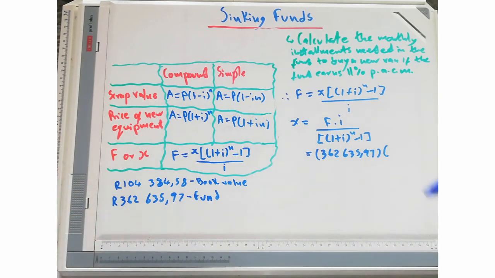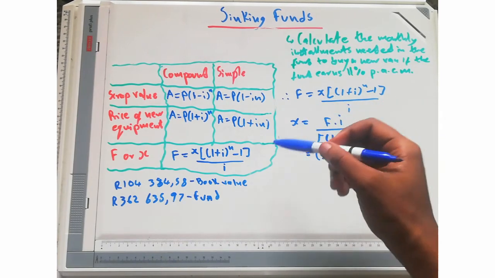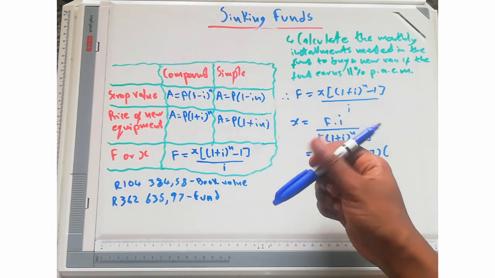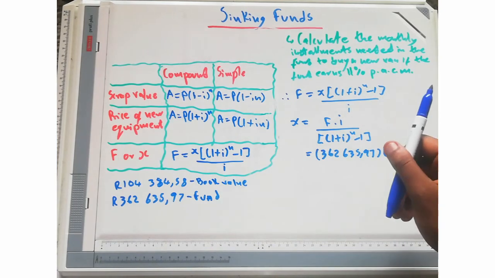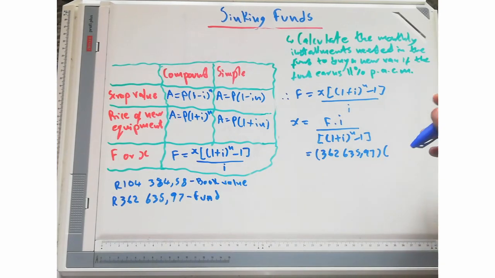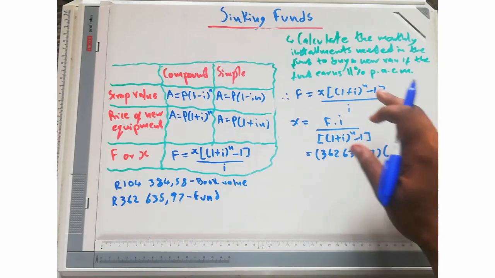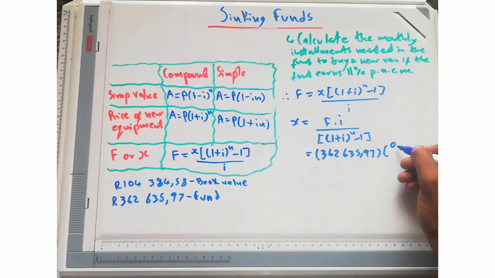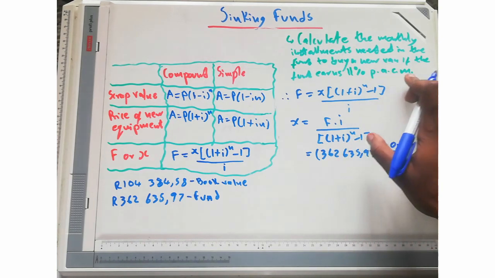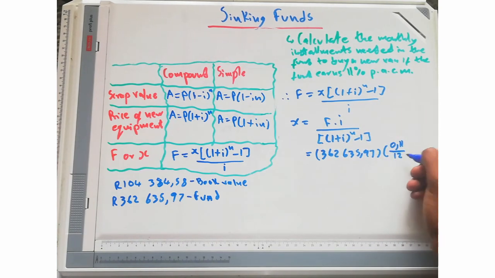And then remember, in the previous video to this one, I told you that whenever you are using this equation, your I and your N are linked. So if you don't understand what I mean, please go and watch that previous video. So your I, they said it's what? It's 11%, so in decimal form it is 0.11. But they said it's per annum compounded monthly. So we divide by 12 because there are 12 months in a year.